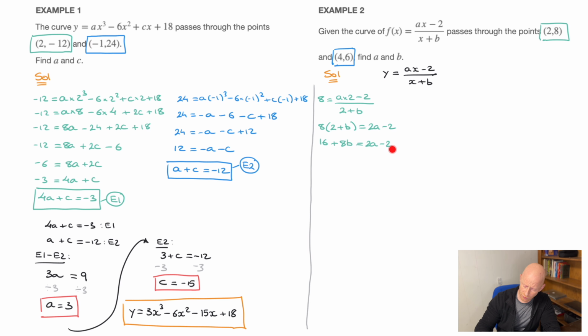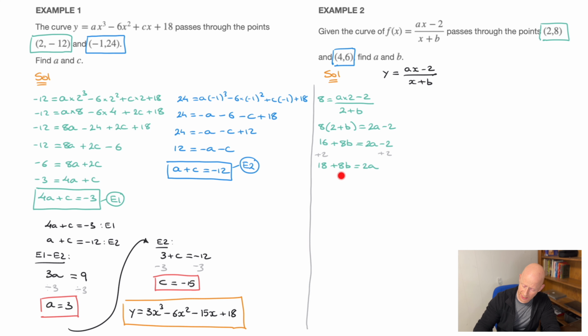Now I want to rearrange this so that the a and the b appear on one side of the equation, and any constant appears on the other. And so for that, I'll start by getting rid of this 2 that's being subtracted from the right-hand side, and I'll do that by adding 2 to both sides. So we'll have 16 plus 2 on the left-hand side, so that's 18. So that's 18 plus 8b equals 2a.